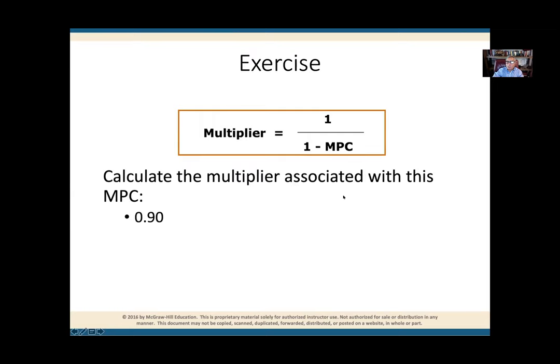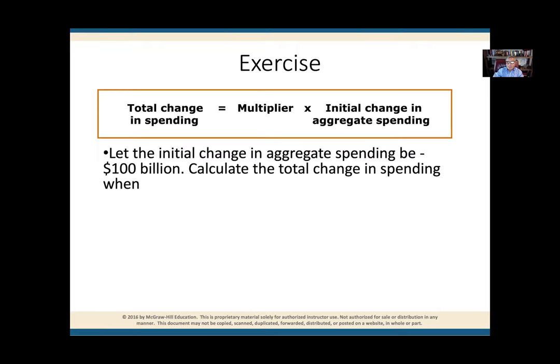MPC 0.9, how much is the multiplier? 10. Right? 0.8, the multiplier is? 5. Remember, if MPC is 0.8, that means savings is 0.2. Right? If it's 0.6, how much is the multiplier? 1 divided by 0.4 equals 2.5.